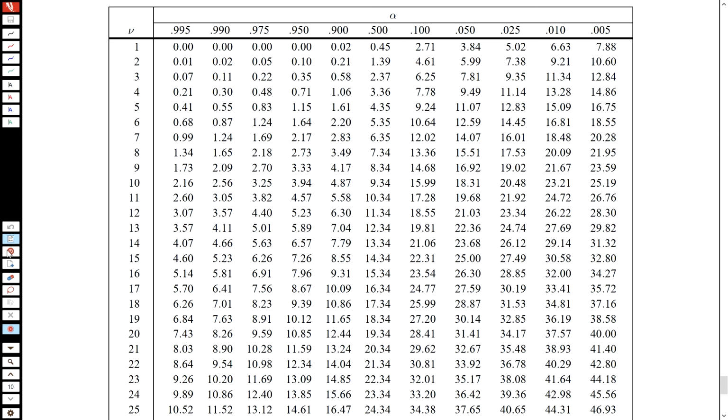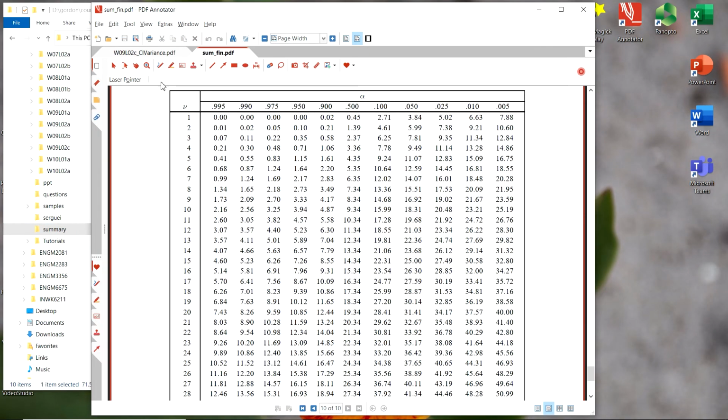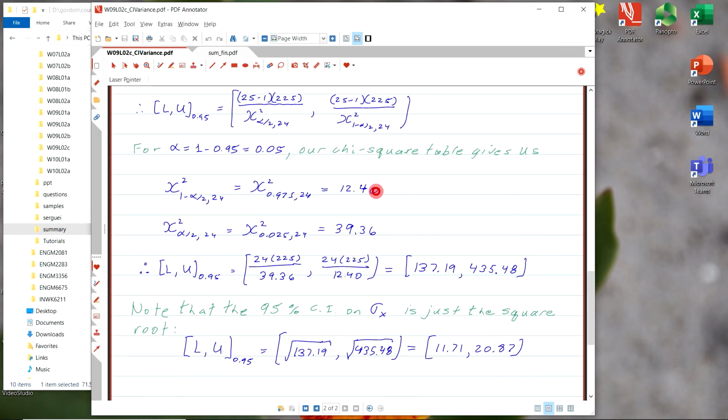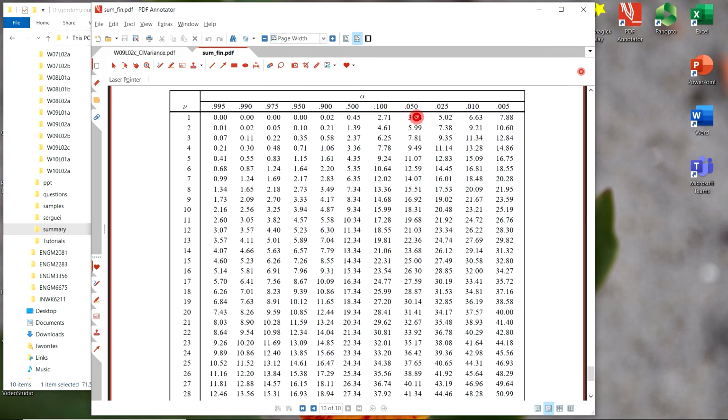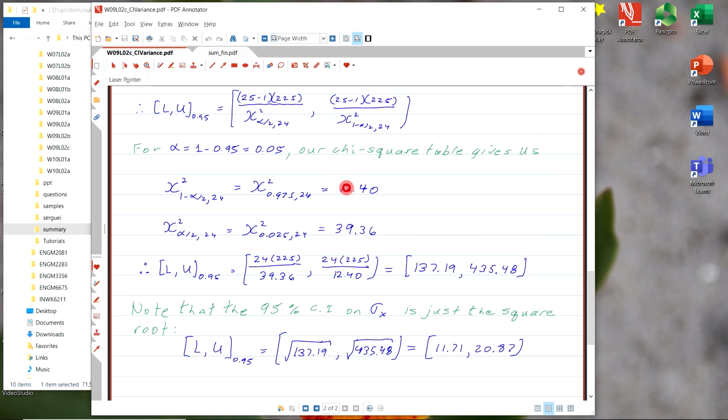Let me go back to the example to show you that. Yeah, so the point with area to the right of 0.975 was 12.4, and the point with the area to the right, oh, I got the wrong one here, is 0.025, so I picked the wrong one. Let's look again here. 0.025 is this one at 24, which is 39.36. Okay, and that's what we just saw in this picture here.